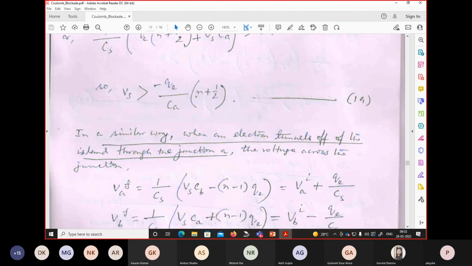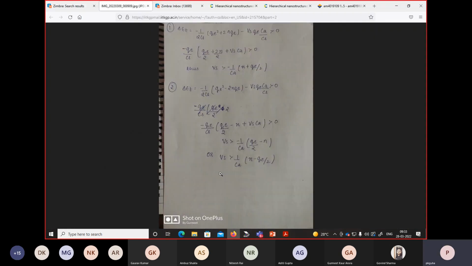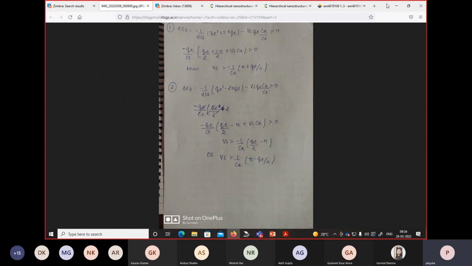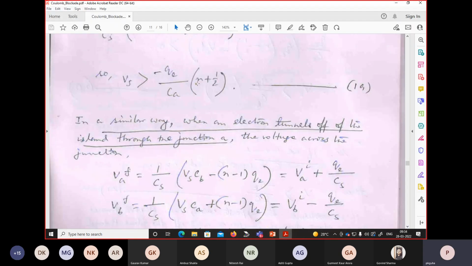I'm sorry, I didn't realize this is a major mistake. But if we consider n equal to 0, that is QE by 2Ca. At least this part is same. I am not sure it follows Coulomb blockade if n equal to 0, but I am not sure what will happen, because Q is going inside here. According to your calculation, it is N plus QE over 2.